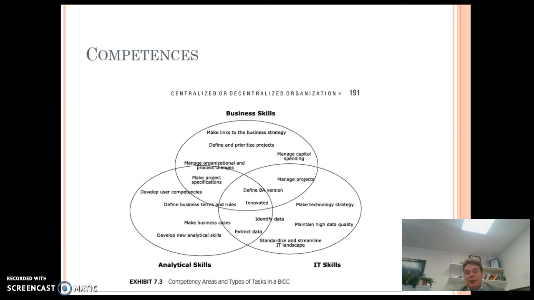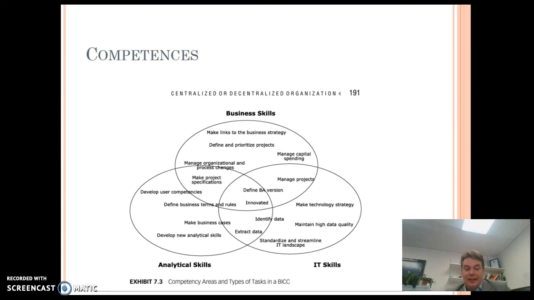So if we have a competence centre, it's really important to think about the skills and competences we actually need in the organisation. Again, it's people, processes and technology, but this time it's skills: business, IT and analytics. At the business level, we need to make a link with the business strategy. At the IT level, we need a technology strategy. We need high-quality data, and we need to standardize and streamline the IT landscape. There is no point having separate IT systems that cannot talk to each other. That is a huge waste in organizations, and it happens in many of them.